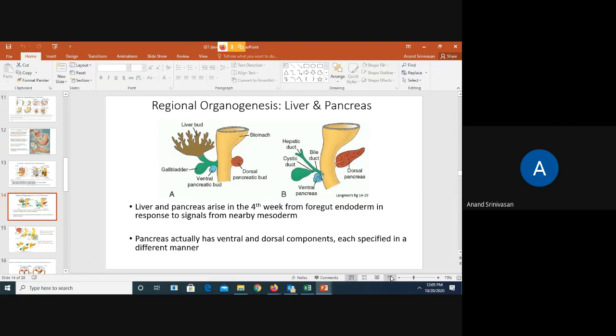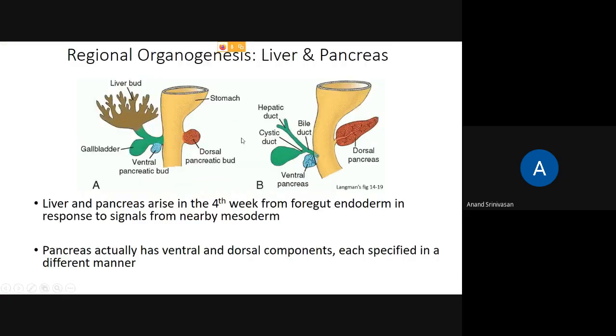Okay, now we are going to see how this is developed, how the liver and the pancreas, the cystic duct, the common bile duct, and the hepatic ducts are derived. So now what happens? Do you see from the stomach, the liver and pancreas are arising near the distal end of the foregut.